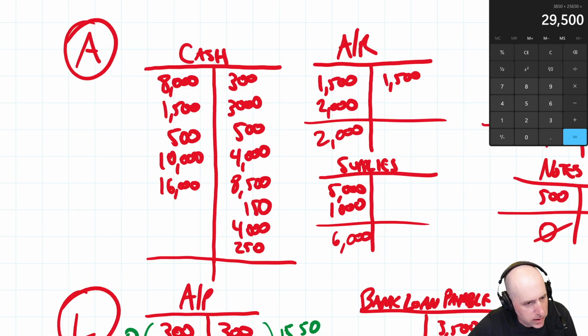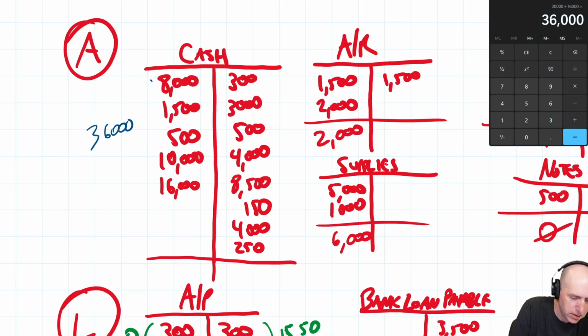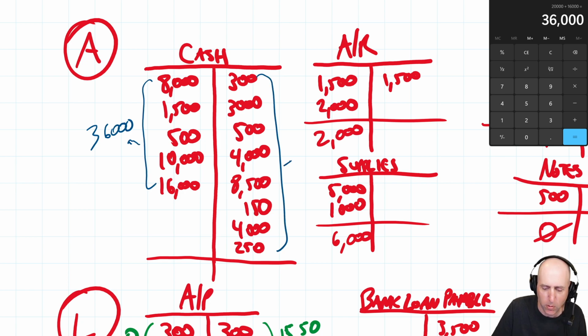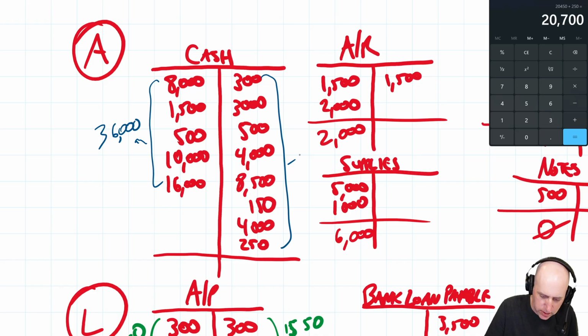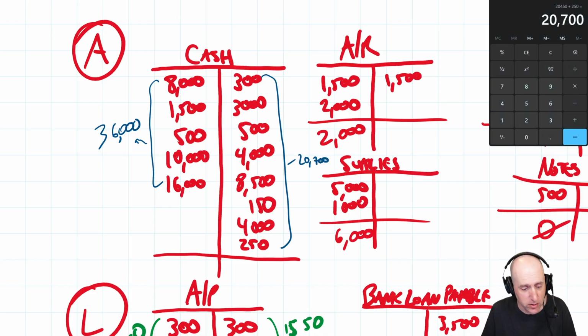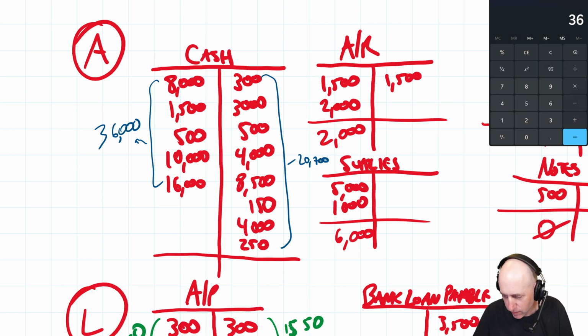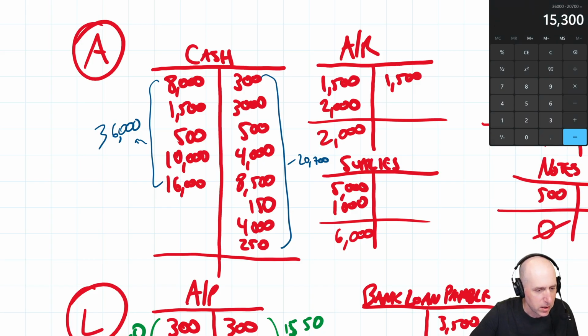So I'm going to add up the left side, I'll add up the right side, and then we will make a determination here. 8,000 plus 1,500 plus 500 plus 10,000 plus 16,000. It's 36,000. That's debits. Now I'm doing this in blue ink because you wouldn't typically write this, right? You just do it in your calculator, but I want to show you what I'm doing. 300 plus 3,000 plus 500 plus 4,000 plus 8,500 plus 150 plus 4,000 plus 250 is 20,700. So I just take the big side, 36,000, minus the smaller side, 20,700. Whatever side's bigger minus whatever side's smaller. 36,000 minus 20,700. The big side gets the balance. It's 15,300.